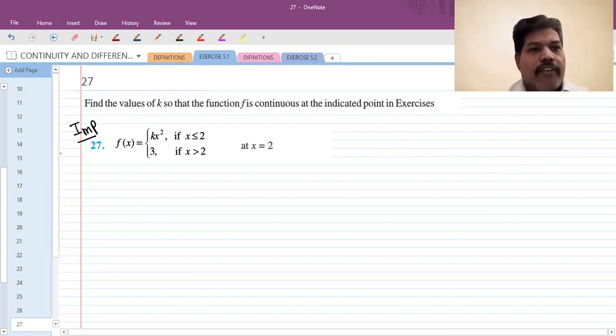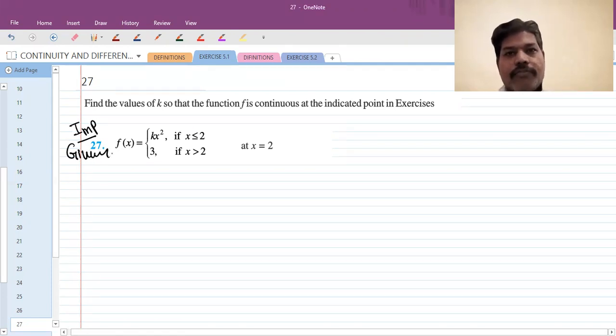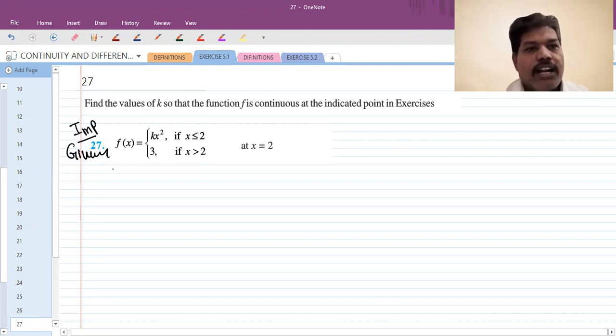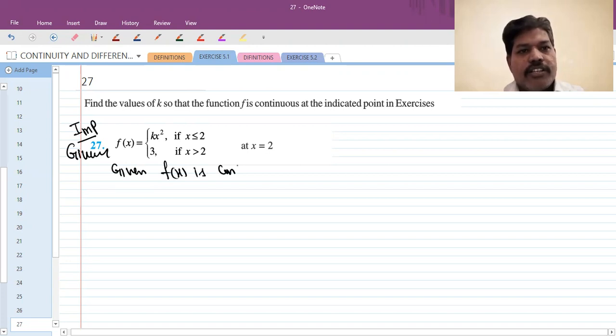So they are asking for the k value. First we have to take the given function: f of x is equal to kx square if x is less than or equal to 2, and 3 if x is greater than 2. What is the given condition? That f of x is continuous at x equal to 2.